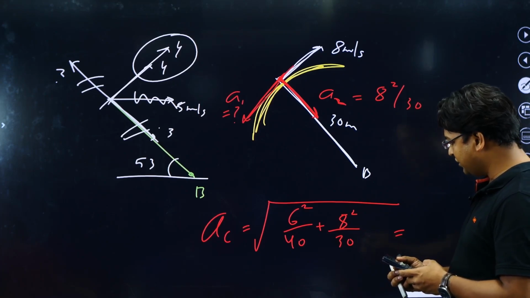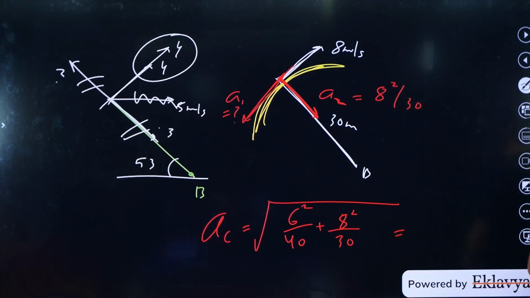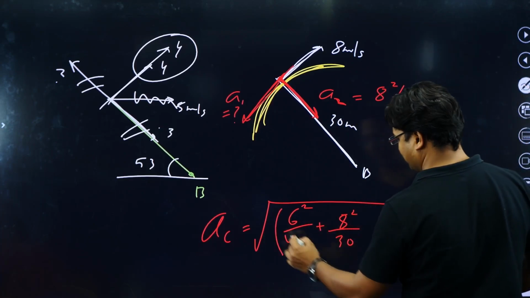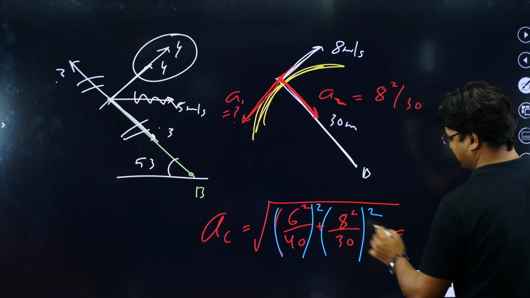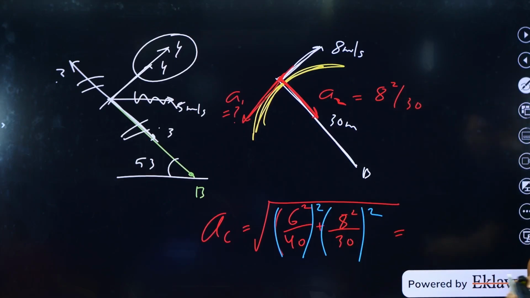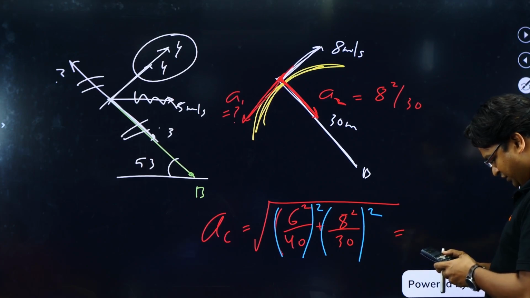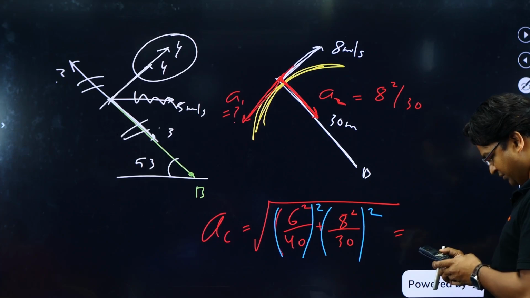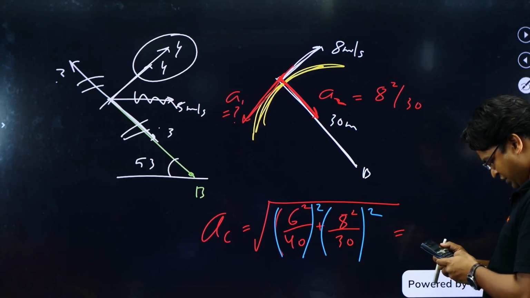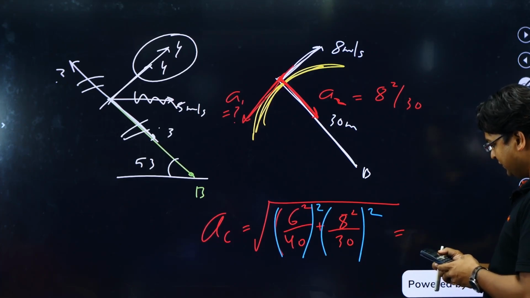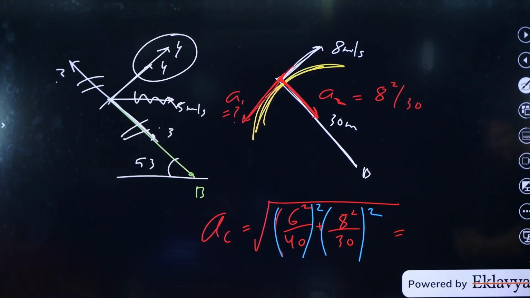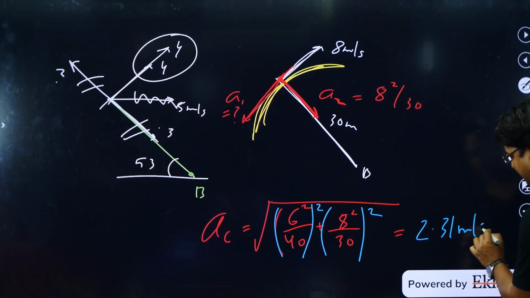No, I messed up, guys. I messed up a little bit. This is A1 and A2. We have to square them up also. I forgot that part. So this is A1 square, A2 square. Let me now finish the calculation. It would be 6 square divided by 1600. That is one number. The other number would be 8 square divided by 900. We add them up, we take the root, we get 2.31. So this number is 2.31 meter per second square.